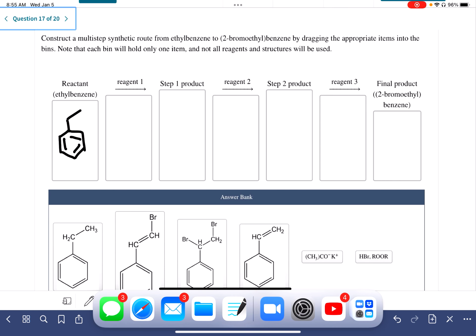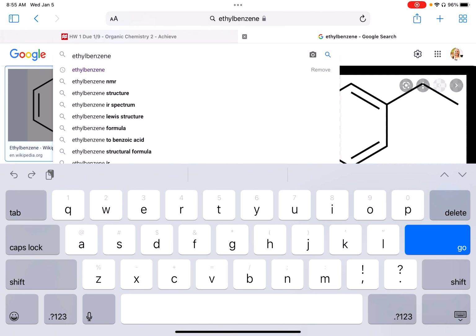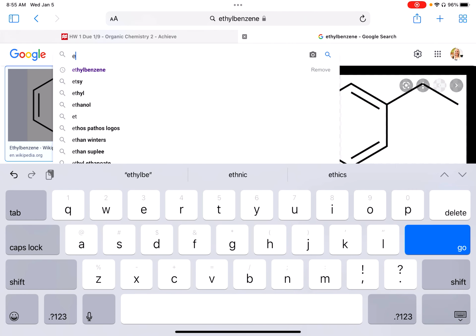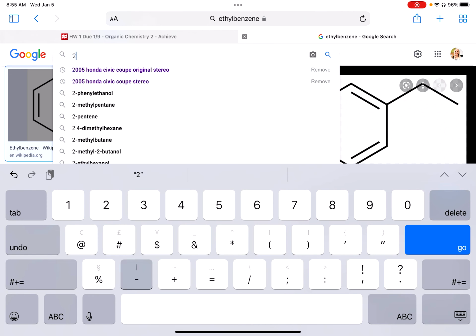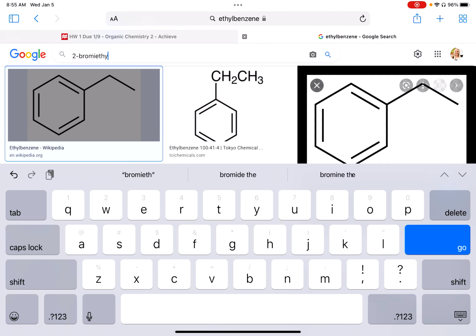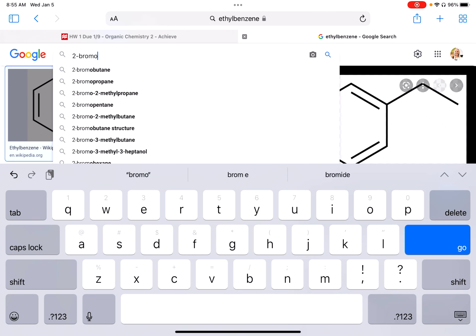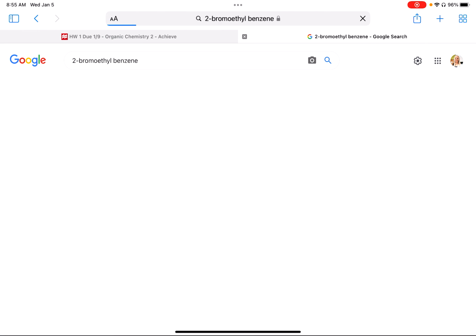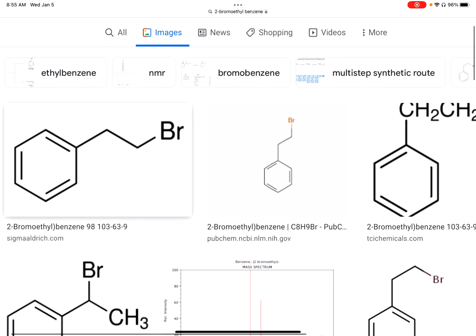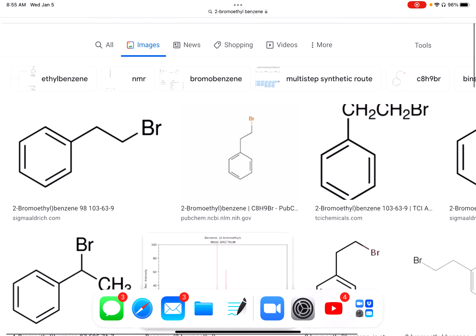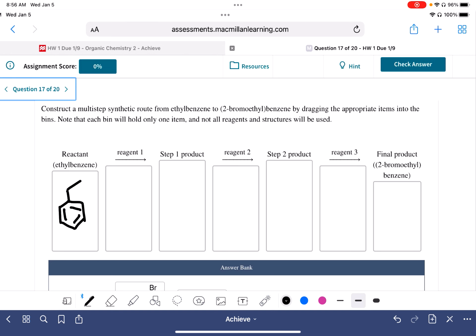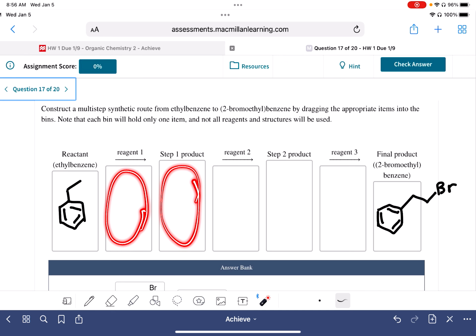This guy down here is 2-bromoethylbenzene. Let's see what the internet tells us about that. And there it is, right there. So that is going to be this guy, like that. And then for each of these, you are filling in your reagent and then an intermediate, and then your next reagent and your next intermediate.